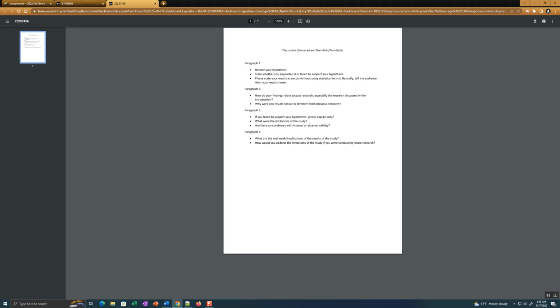So the external validity is kind of questionable here if we're talking about the general population. Our sample is predominantly New Yorkers. So there's a lot to write in paragraph 3 here. Paragraph 4, what are the real world implications of the results?